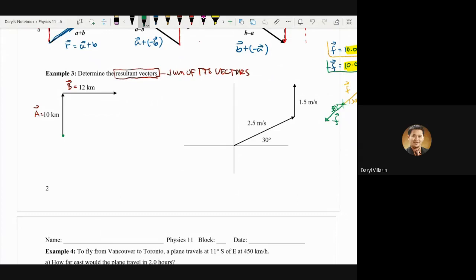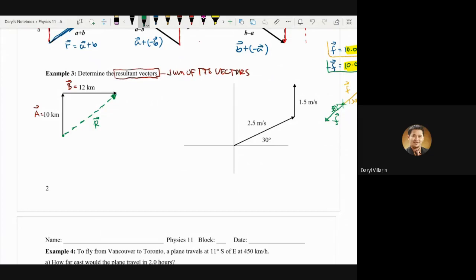A straight line connecting the tail of your first vector towards the tip of the last vector added. So the arrow is in that direction, okay? Not the other way around, because that would be a wrong representation of your resultant vector. So this is my resultant vector R, okay?